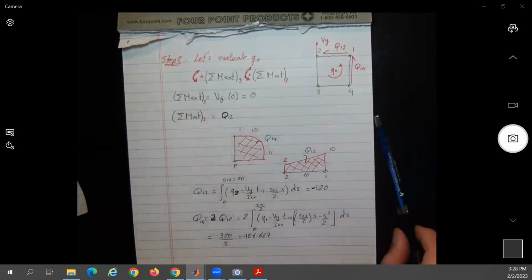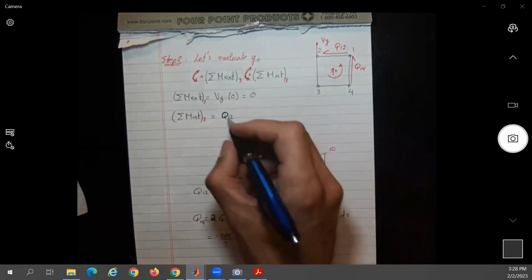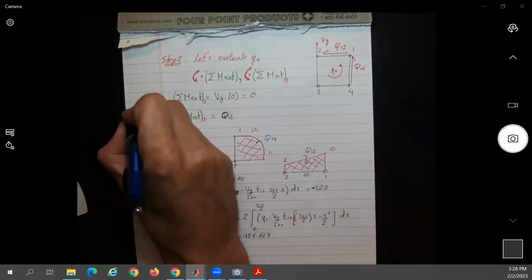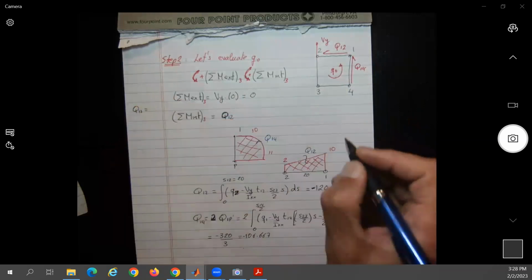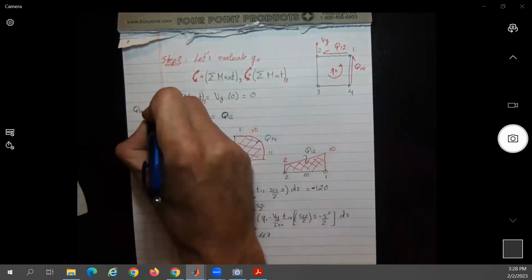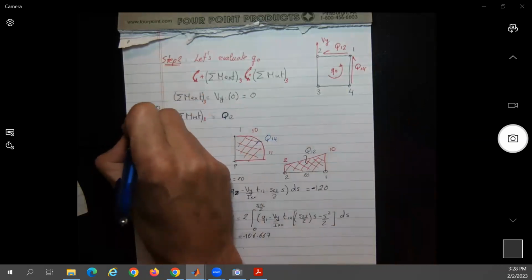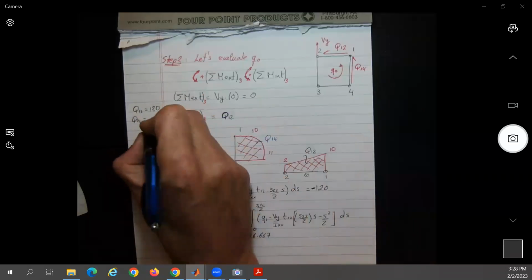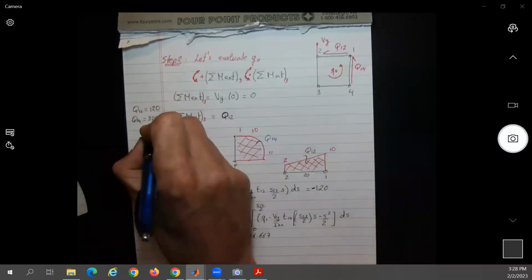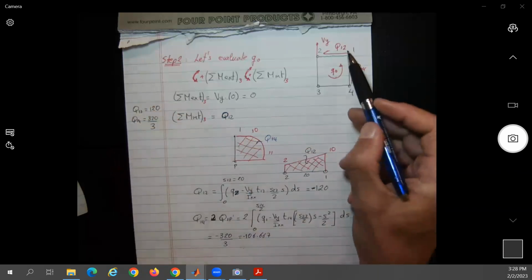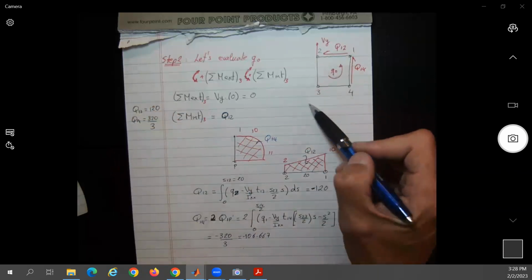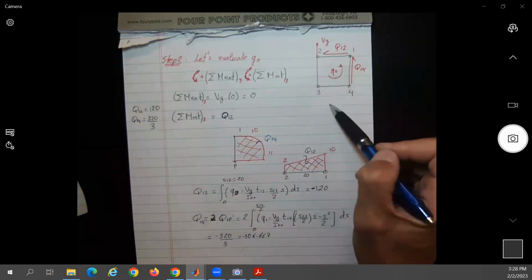It will be Q12, but let's put the absolute value, so the positive here. Okay, let's say Q12. Take the absolute values. I know I put here the negative values, but it should be the positive values. Q14 equal to 320/3, yeah. Because you see, take the magnitude, because this is going to create a counterclockwise moment, no?